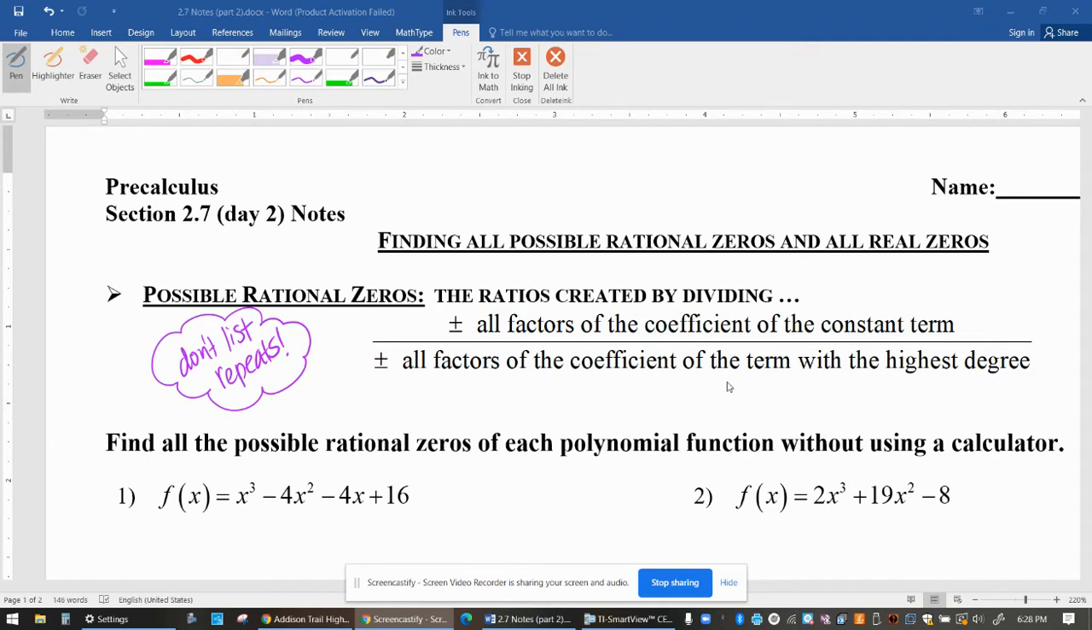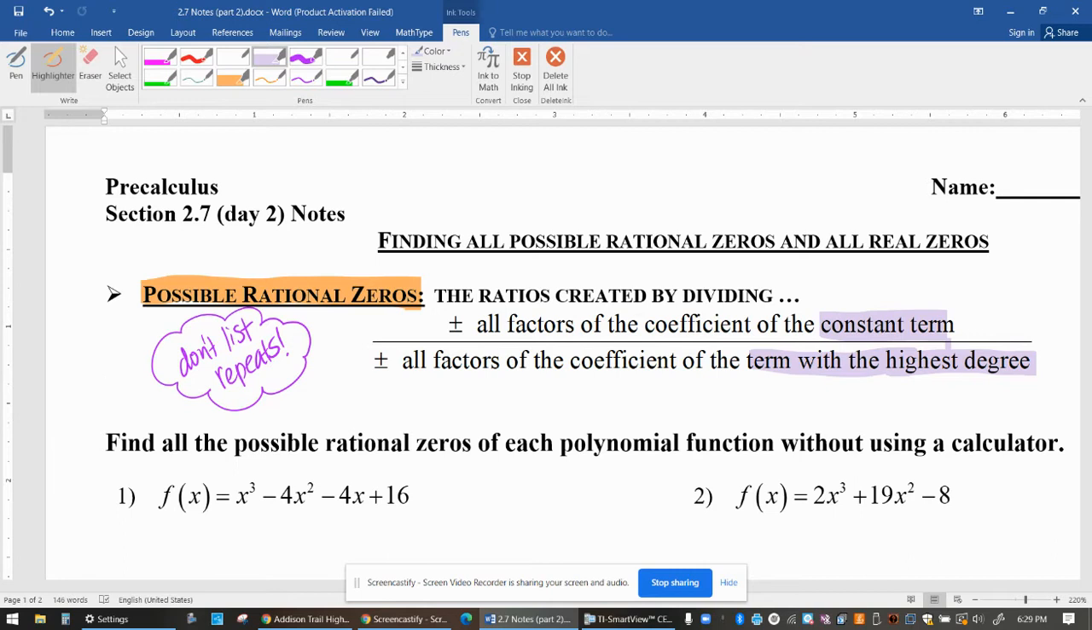So the possible rational zeros. In this class, we're going to ask you to find the possible rational zeros. Those are all the possibilities of where your polynomial can touch the x-axis. Now the formula is that you take all the factors, positive and negative, notice the plus or minus, of the constant term. You write them as a ratio or fraction of all the factors of the coefficient of the term with the highest degree. The term with the highest degree goes in the denominator, all of those factors, and again, you're doing both the positives and the negatives.